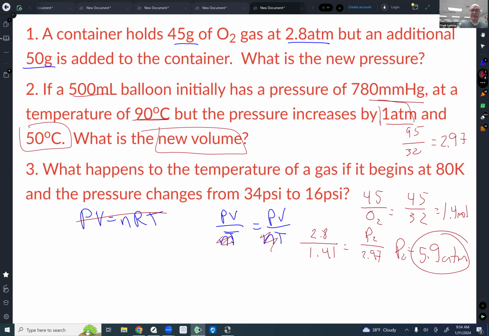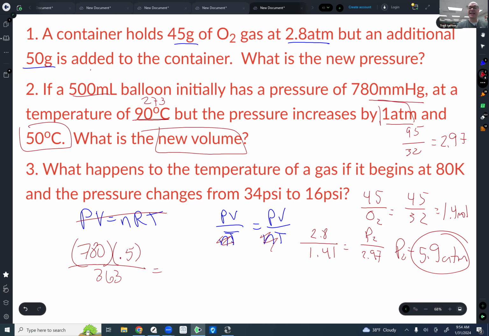So my pressure, it says, is 780 millimeters of mercury. That can stay as a pressure. That's fine. My volume needs to be 0.5 liters, and my temperature needs to be converted into Kelvin. So I will add 273 to 90, and what you get is 363. Now, what happens is the pressure went up by 760. Whoa. I'm sorry, by 1 atmosphere. So the 760 is the conversion for millimeters mercury. So I've got to add 760 onto 780. They've got to agree with one another. So that's 1540 is my new pressure.